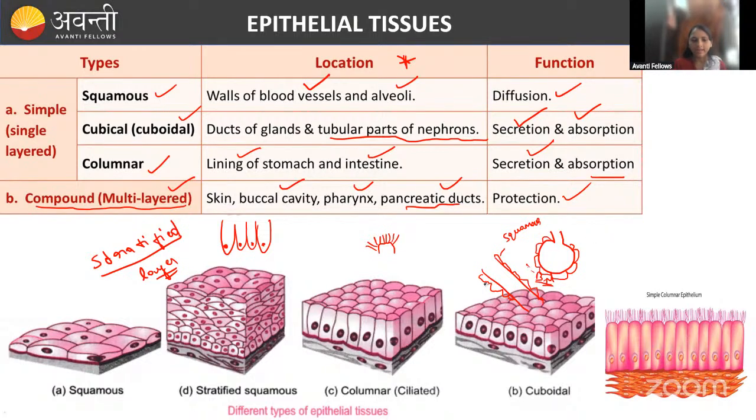Here you can see the diagram. This is a squamous epithelium. Here you can see this is a compound, this is a columnar, here it is a cuboidal epithelium, and here it is the columnar with cilia. Okay. I think you understood about the epithelial tissue, guys.